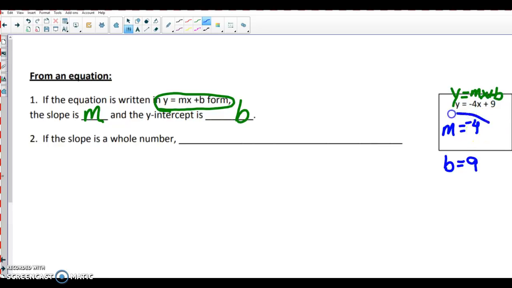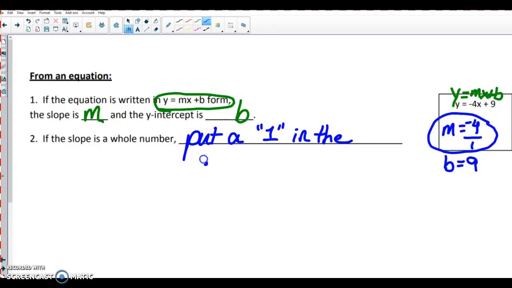Now, how do I make this slope a ratio? Because slope has to be a ratio. Well, you can take any whole number and put it over 1. So we can put a 1 in the denominator, or put it over 1, whatever works for you.